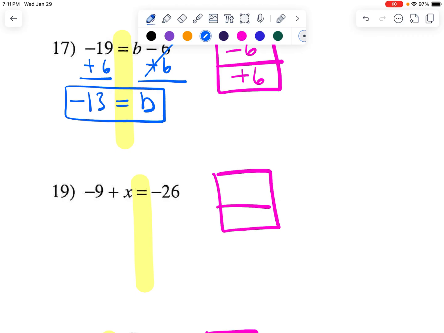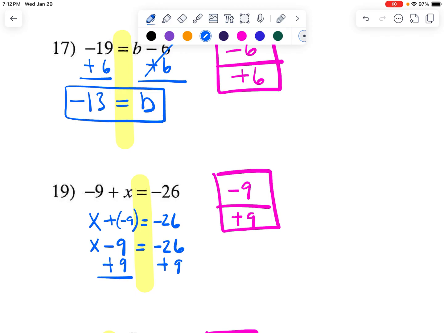What I can do right here, I could say X minus 9. I could say X plus negative 9 is equal to negative 26. Or I could just simply say X minus 9 is equal to negative 26, okay? Essentially, X is being subtracted by 9. To undo would be to add 9. So we add 9 to the left and we add 9 to the right. This will cancel. X equals negative 17.